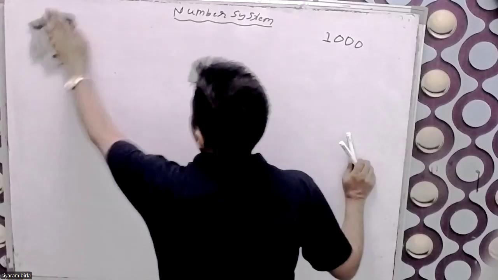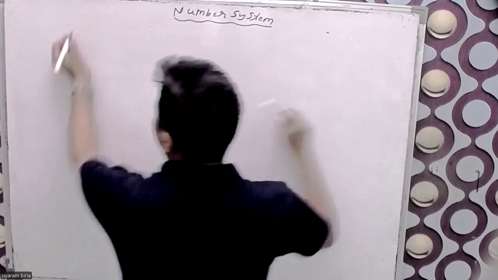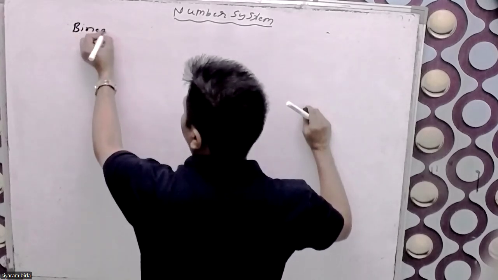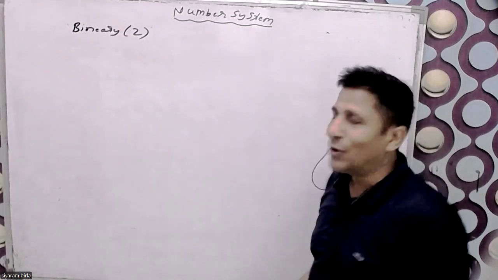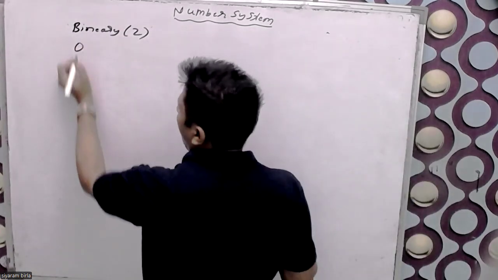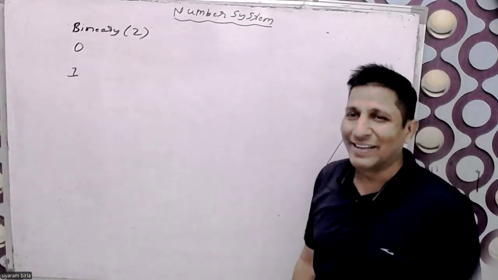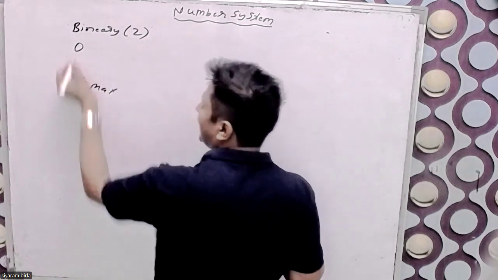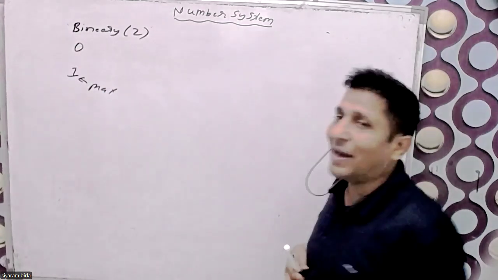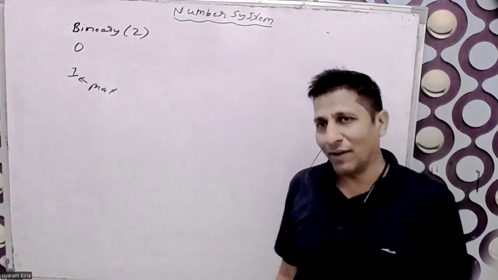So let me write down the binary number. This is the binary. Its base is the 2. So there are two numbers: one is the 0, another one is the 1. 0 is the minimum digit, 1 is the maximum digit. That's why its base is the 2. Two digits are there, 0 and 1.